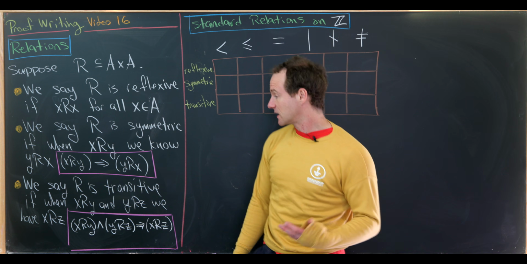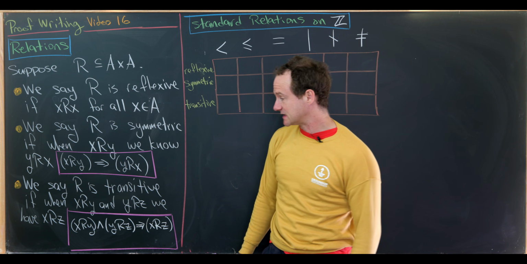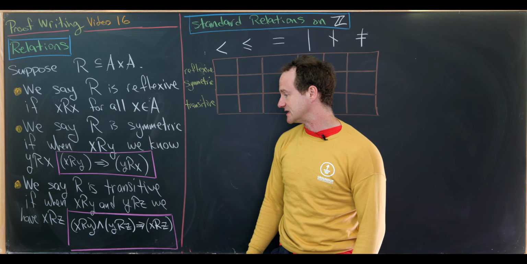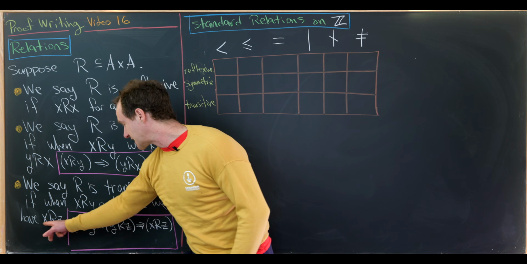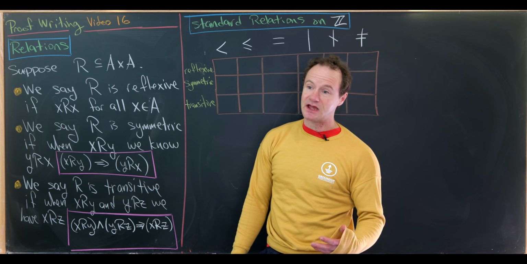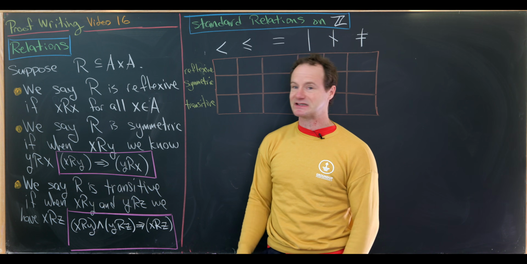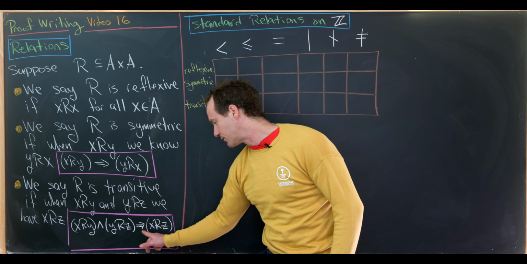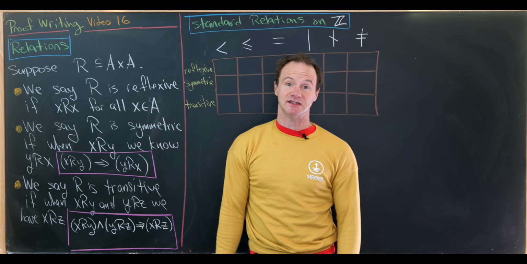And then finally, we say R is transitive if when x is related to y and y is related to z, we know that x is related to z. Again, you could put that into a conditional with an and statement now: x related to y and y related to z implies x is related to z.